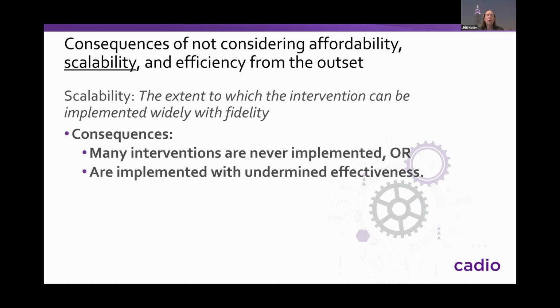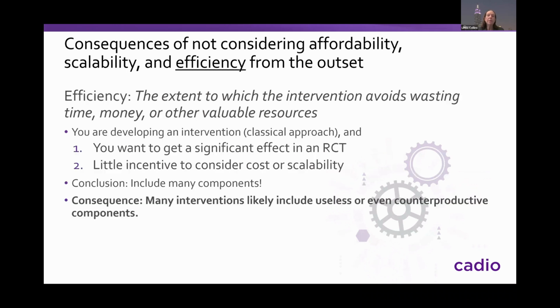So one or more components are taken out, and you just don't know how much that undermines the effectiveness. This is a reality. This is something that Kate and I have discussed a number of times with on-the-ground intervention providers. We're hearing more and more people coming out and admitting, yes, we have to do that sometimes. Efficiency is a little bit different, but I would say equally important.